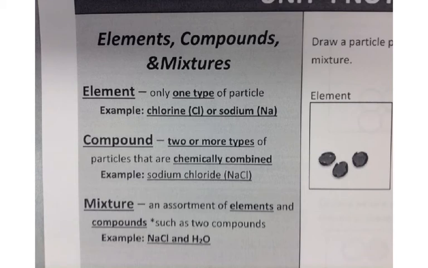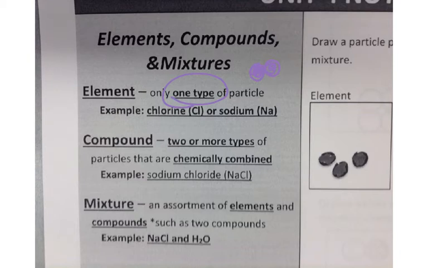Okay, tonight what we're going to talk about is elements, compounds, and mixtures. Elements are all one type of particle, so they're all the exact same type of thing. You can have multiple of them, but they're all the same particle. If I were drawing it, it would be all the same circle, or multiple of them together. Those would all be representing an element.